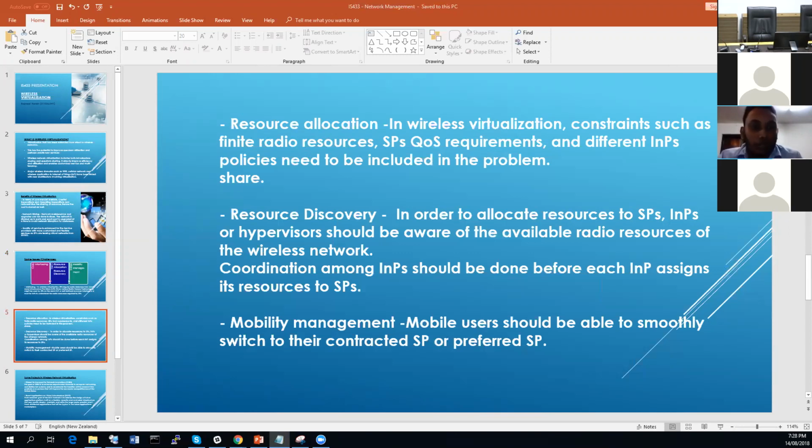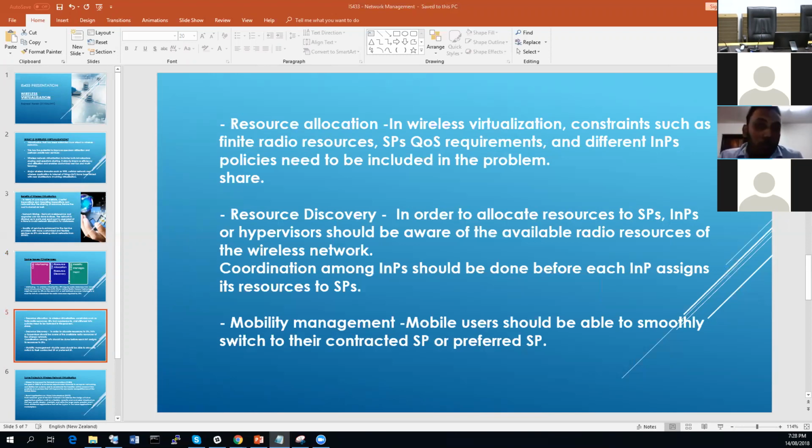and coordinate among themselves, which should be done in advance before each infrastructure provider assigns their resources to the service providers. Infrastructure providers may need to reserve some resources for themselves, in which case the infrastructure providers need to determine what radio resources to keep and how much they are willing to share.